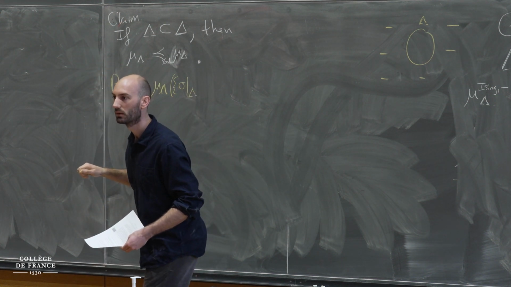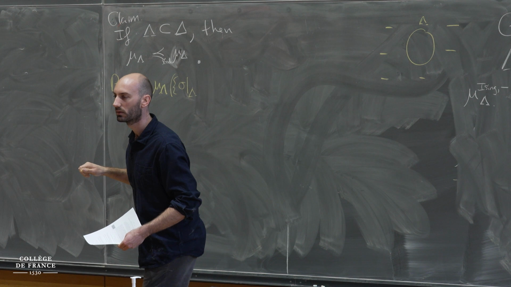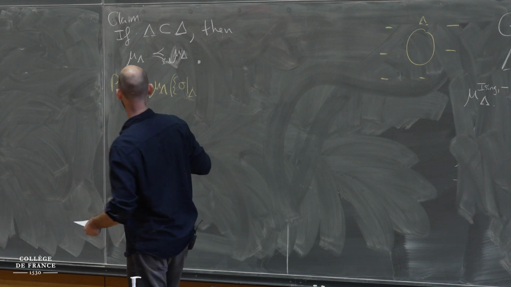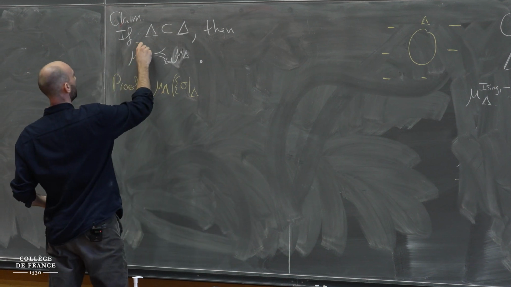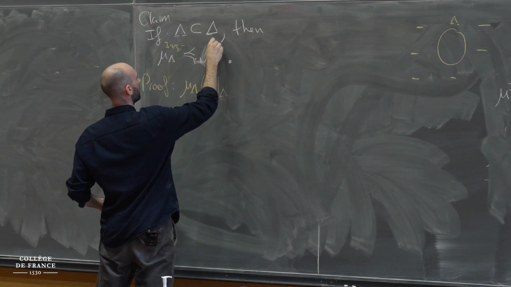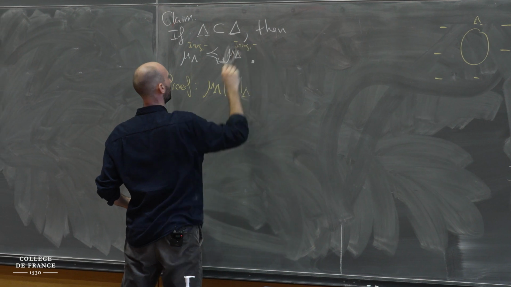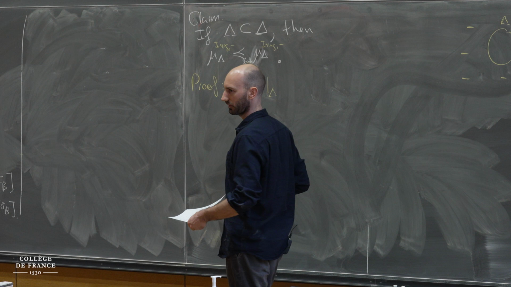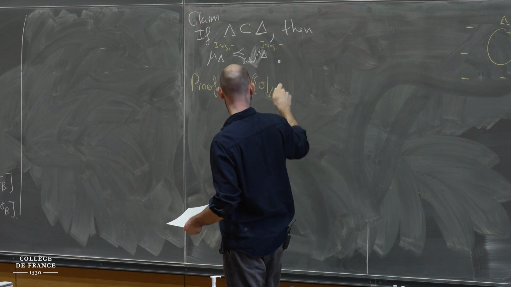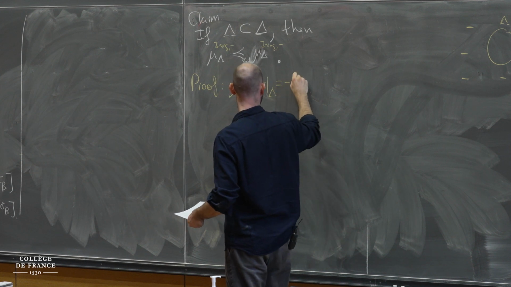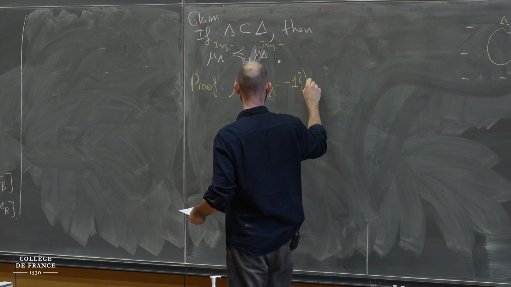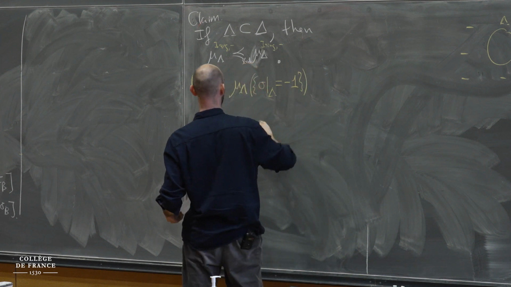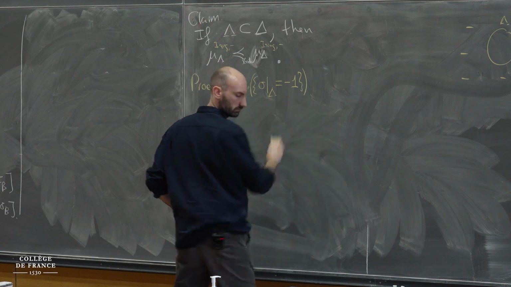Sorry? This stochastic domination has to happen when you have both minus boundary data. Yes. It's really specific to having minus boundary conditions. Yes, this is very important.